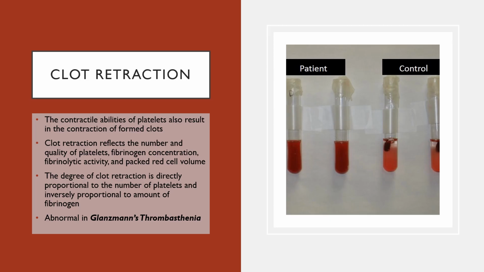Because of that contractility, as the time goes on, that clot is going to shrink. And you can see in the two tubes to the right, that is a proper clot retraction. The two tubes on the left, it doesn't look like there's any clot retraction happening there. So what clot retraction reflects are the number and quality of platelets, fibrinogen concentration, fibrinolytic activity, and packed red cell volume. So if you think about it, if you don't have a lot of red cells, you're not going to have a very big clot, right?